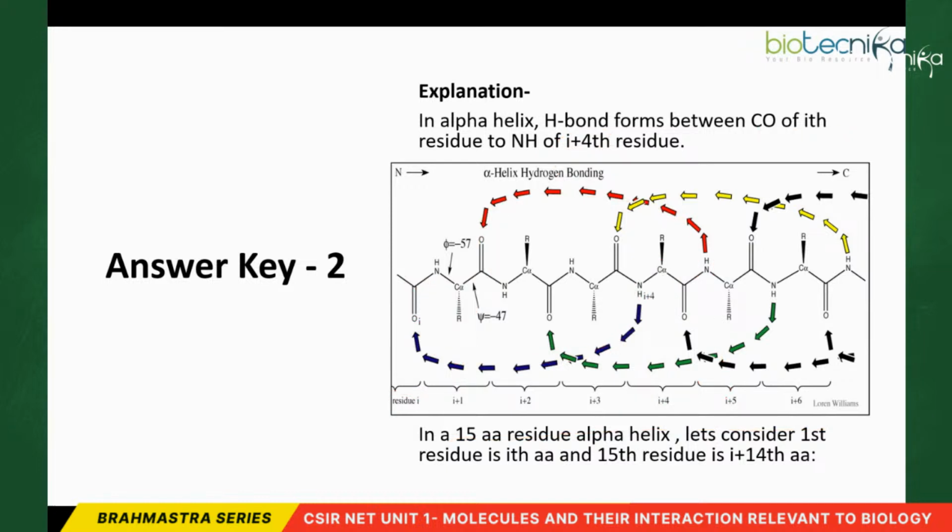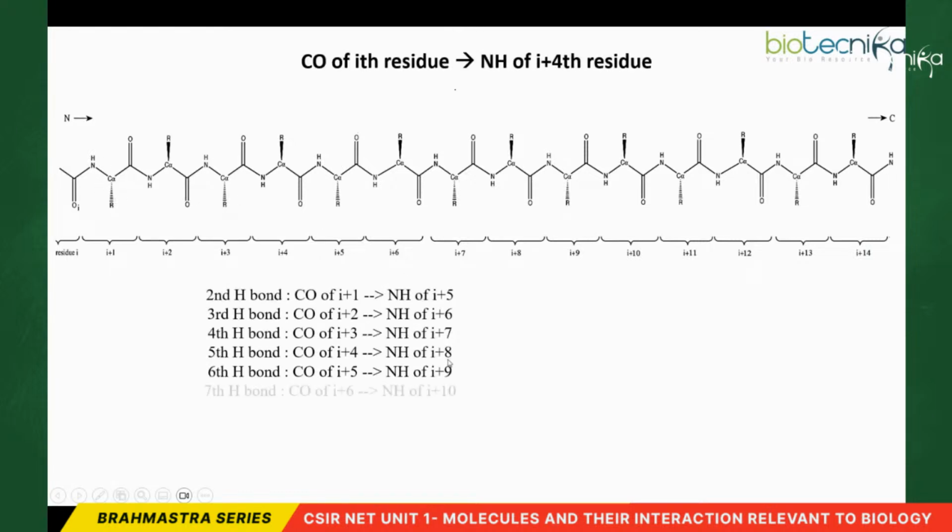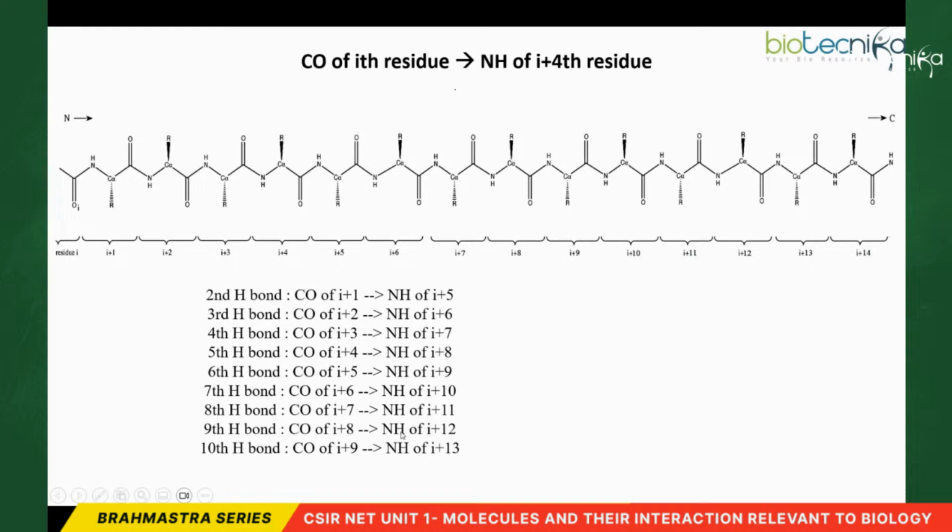So like this, the hydrogen bonds will continue until the 15th residue. So how many hydrogen bonds can be formed? If you take a 15 amino acid residue, let's consider the first residue is I and the 15th residue would be I plus 14, because I you have taken as 1, so I plus 14 will be the 15th. Here are all your residues. Either you can draw the residues one by one, but better is you can write like this.